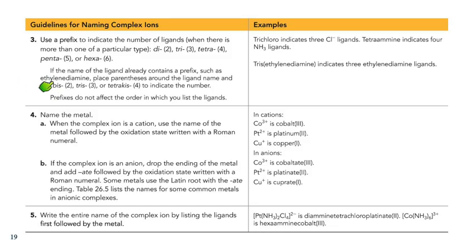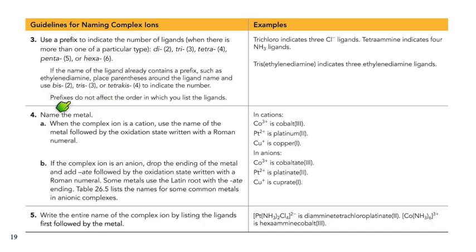A little wrinkle here. What if the name of the ligand already has numerical prefixes in it? Like ethylene diamine. It has di in it. So we don't want to possibly mix up the prefix telling how many with any prefixes that are part of the name of the ligand. So we put that ligand's name in parentheses, and we use slightly different prefixes. Instead of tri, we're going to use tris. Instead of bi, it would be bis, and instead of tetra, it would be tetrakis.